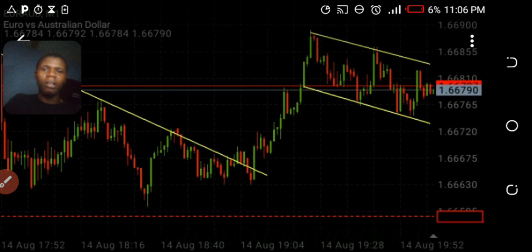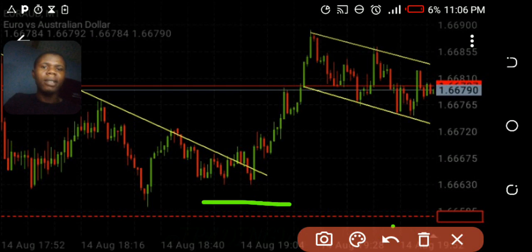Okay, now let's check the continuation chart pattern. Now this was what happened in the market. It was not the same market. This is on EURUSD. Okay, so let's outline.